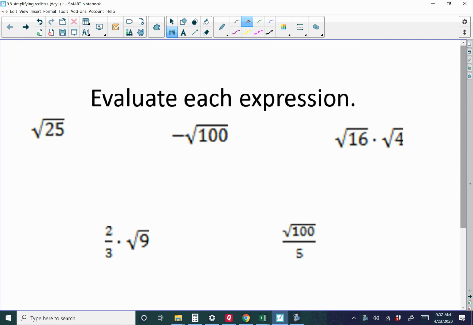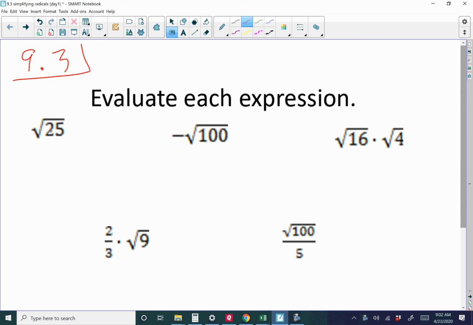Today we are going to talk about simplifying radicals, just a basic concept that you guys need to have, especially moving on into geometry and Algebra 2. It's section 9.3, simplifying radicals.